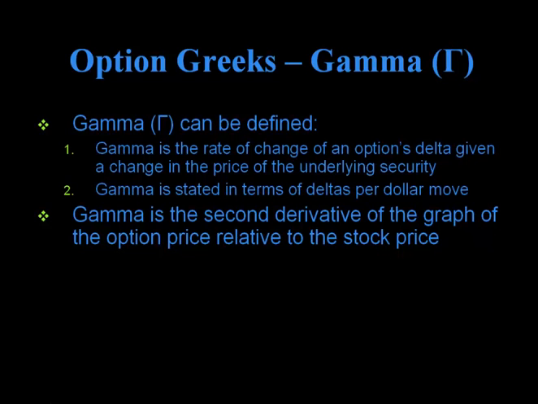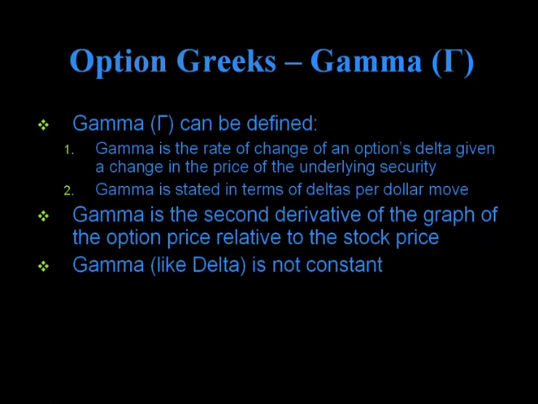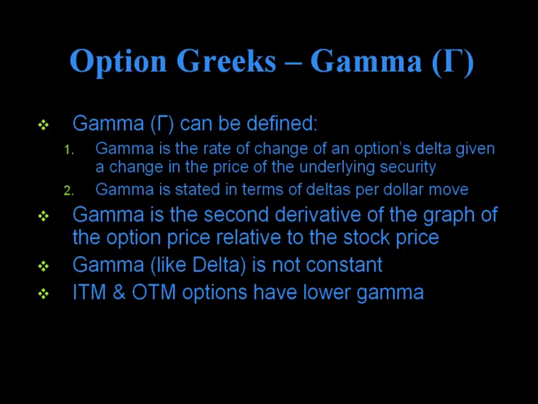So as I said, gamma is the second derivative of the graph of the option price relative to the stock price. And gamma, like delta, is not constant. Of course it wouldn't be, because as the underlying price changes all the time, so does delta. Because delta is changing all the time, then gamma is going to change. In the money and out of the money options have lower gamma.